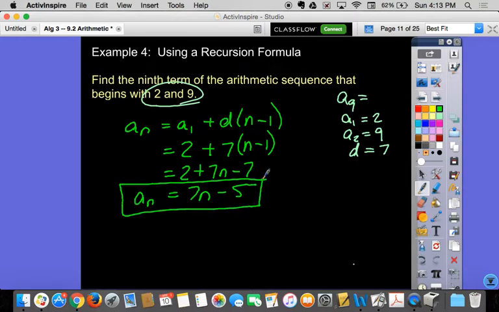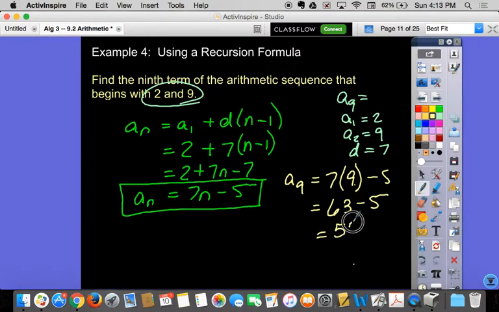Now we want to get specific. We specifically want a sub 9. Okay, step over here, put 9 in the place of n, and work it out. So 7 times 9 is 63 minus 5. I do believe that is 58. So a sub 9 is 58. If you want to come back up here and put it up there, that's just fine. We really didn't use the recursion formula. We just used what we already had. So if you want to keep the things that you have to remember to a minimum, there's an idea for you.